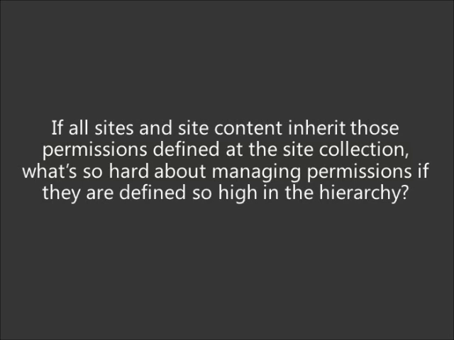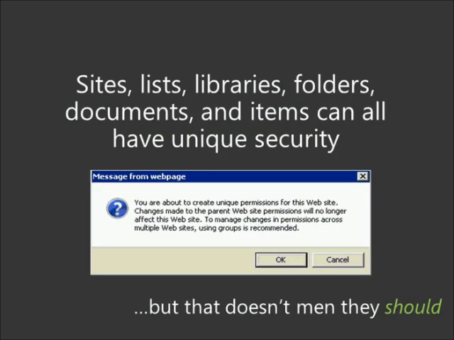So again, it may not be an issue. If you're inheriting permissions from up above, and that's the default, that's fine. But are you meeting the needs of the teams down below? Now, by default, the best practice is inherit. Don't break permissions unless you're able to and prepared to manage those permissions. Sites, lists, libraries, folders, documents, and items, everything can have unique security. But that doesn't mean that they should. So just make sure you have a use case, that you understand the need.